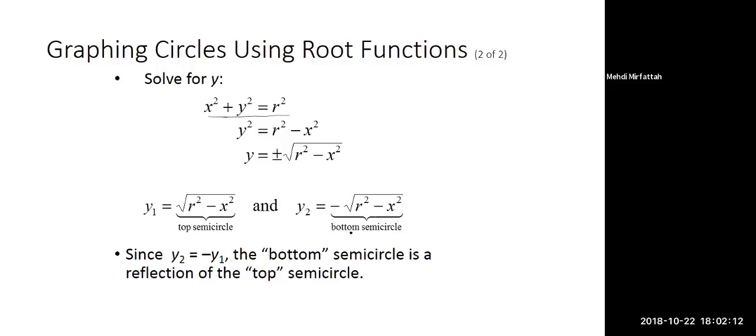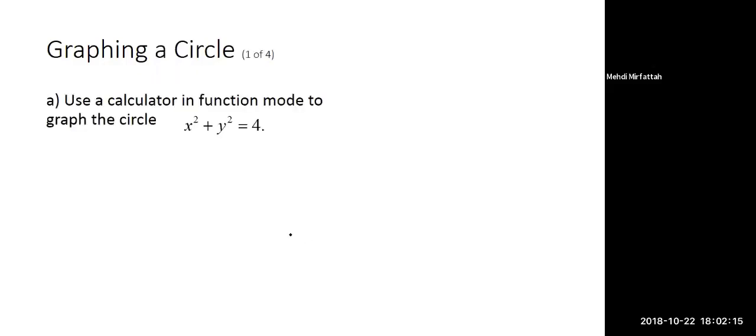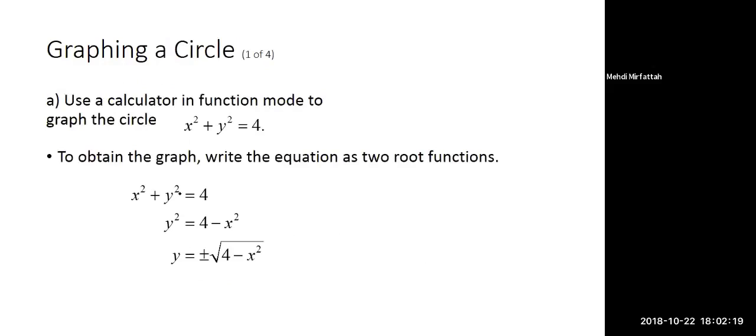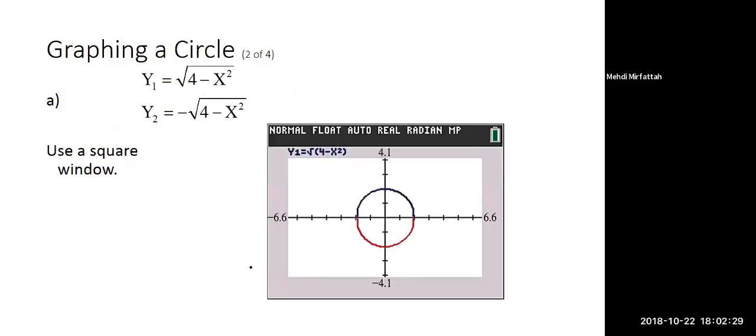So if you go ahead and enter those in your calculator, you would see what happens to your graph. So in this case, when we have x squared plus y squared equal to 4, if I solve for y, similarly, I get y is equal to plus and minus square root of 4 minus x squared. So we have two of them. If I graph these two on the same graph, y1 square root of 4 minus x squared and y2 minus square root of 4 minus x squared, you can see you can get this entire circle.